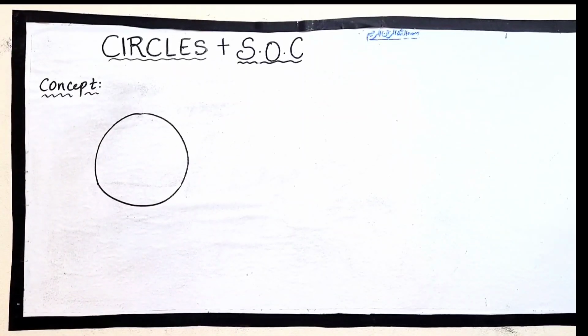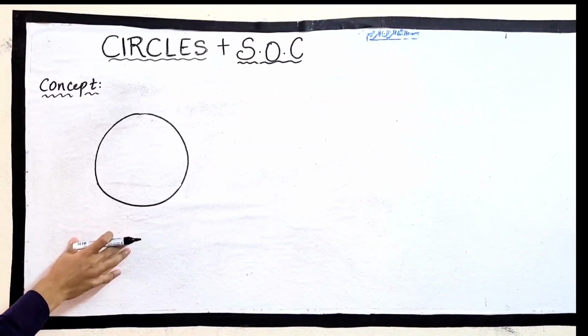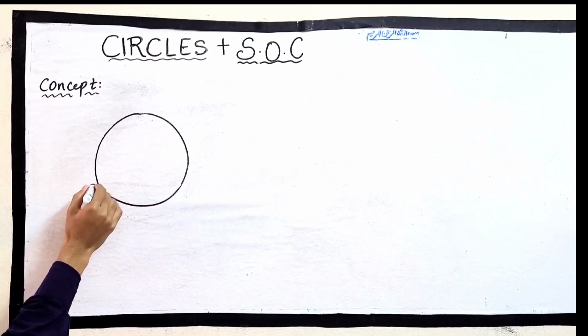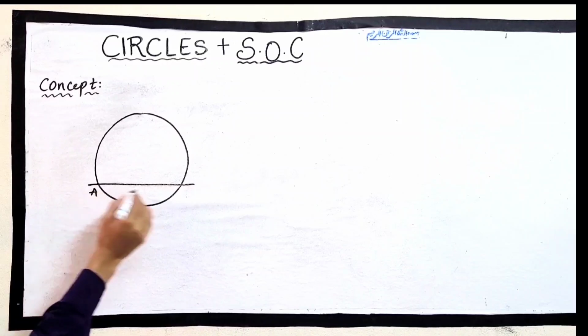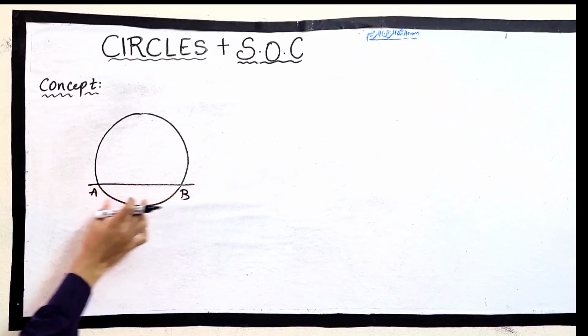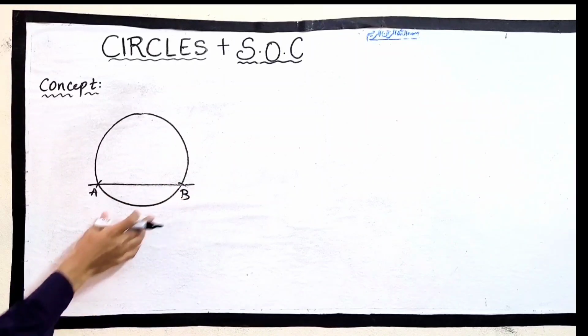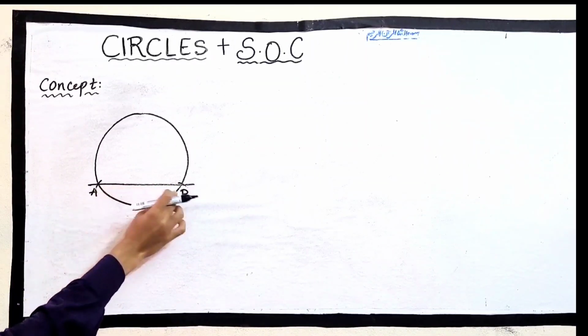Now let us see the concept of circles, which is mostly asked in our examination. Before going to the problem, we'll see the concept of a chord. What do you mean by a chord? A chord is nothing but a line which intercepts the circle at two different points. Assume that it is point A and point B intercepting the circle, and it will be asking you the length of this chord.